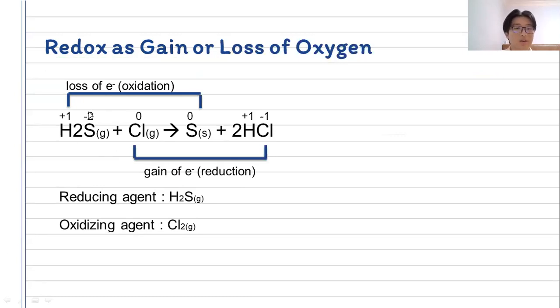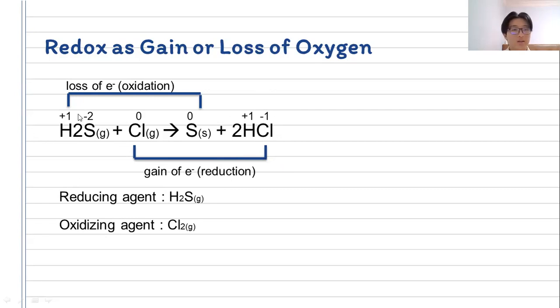Right, so for example here, hydrogen sulfide. To make this a neutral compound, we need to assign the oxidation numbers. They are +1, -2, and Cl is 0 because this is a free element. According to the rule that we mentioned earlier, this is 0. Sulfur is also 0 because it is also a free element. And hydrogen is +1 and chlorine is -1, because of the rule that halogen is usually -1.